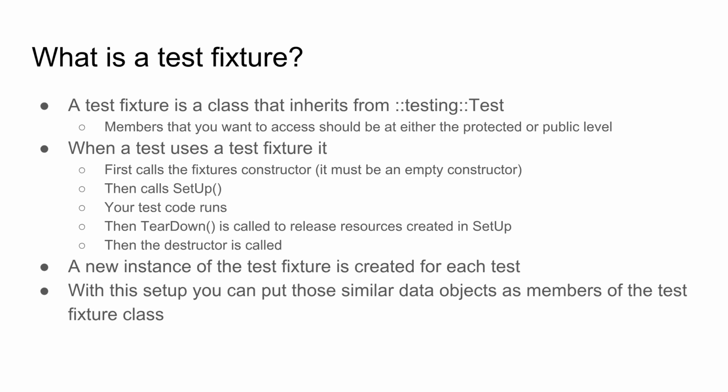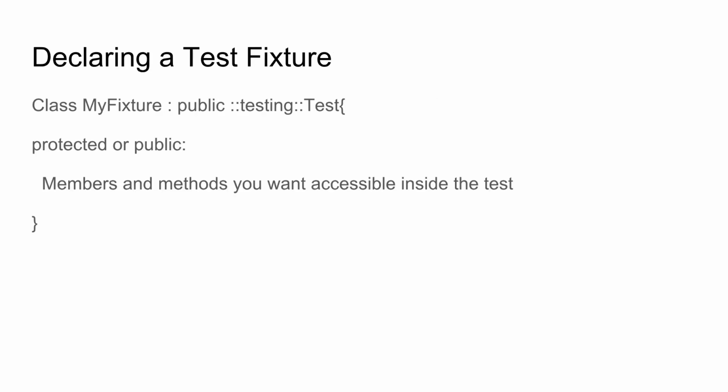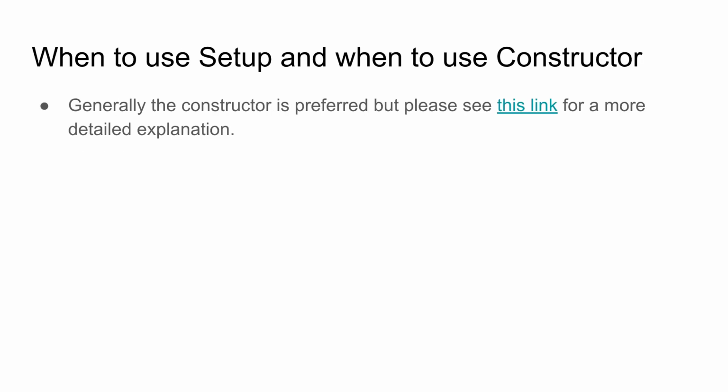A new fixture is going to be created for every single test. So if you modify the test fixture in one test, you don't have to worry about those changes showing up in another test. And with this setup, you can put those similar data objects as members of that test fixture class. If you want to declare a test fixture, it looks like this: class myFixture : public testing::Test, protected or public, whatever you want accessible inside the test at this level. And then you would write those members or methods, or at least declare them, and then go write them in the implementation.